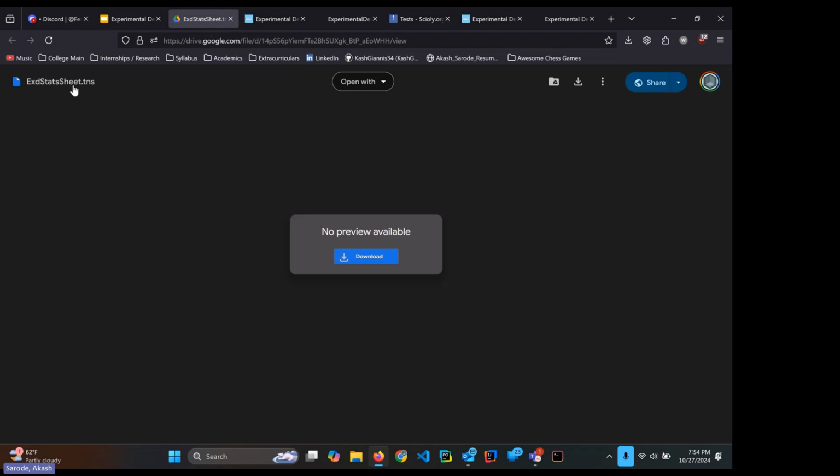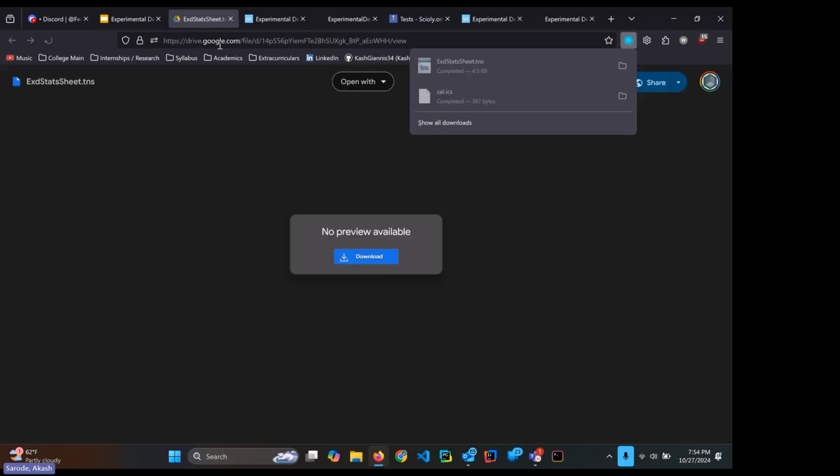This is a TNS file. If you want to upload this to your calculator, basically what you can do is click the download button here, and that would download the file.